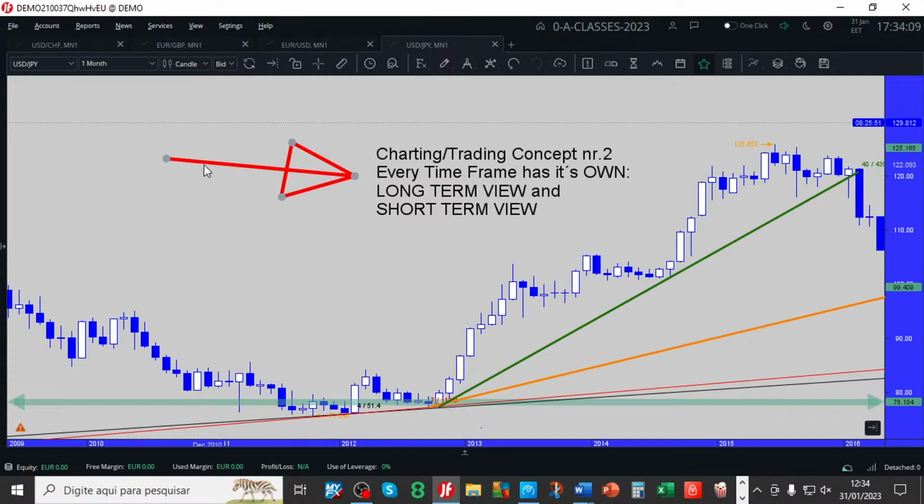It's a little bit subjective, right? Because different traders use different vocabulary. But if somebody is telling you, oh, I'm long on the 4-hour chart, this means that he or she is going to stay in a trade for a few days, maybe weeks. If somebody says, oh, I'm short term on the 4-hour chart, we are talking maybe intraday. Okay? Every time frame has its own long-term view and short-term view.